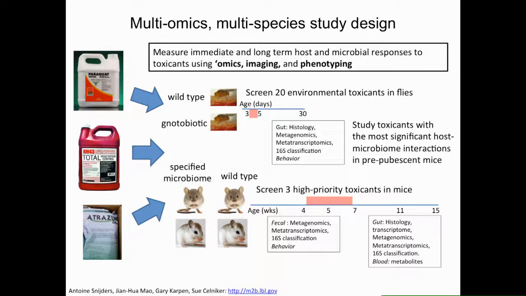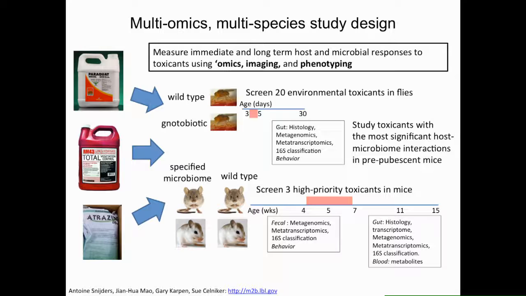So here's the initial study design I'm going to talk to you about today. It's actually two species. It's fruit fly and mouse. And I'm going to focus almost entirely on the fruit fly study, and just to tell you a little bit about the mouse at the end. It's a chronic exposure scenario, a couple of days in fruit flies and a couple of weeks in mice.